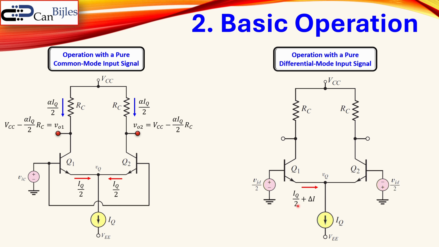Now in this case, there will be some difference here in the current. So you will get again IQ over 2. That's always the case. But a small delta I because of this small difference. And the same happens here, but since this is negative, that current will go down actually. Again, this delta I is a very small value compared to IQ over 2. Now what happens here for the collector currents on the left and the right hand side? Similarly as we have done for the common mode operation, we will have here alpha times the exact same value, and also here alpha times the exact same value.